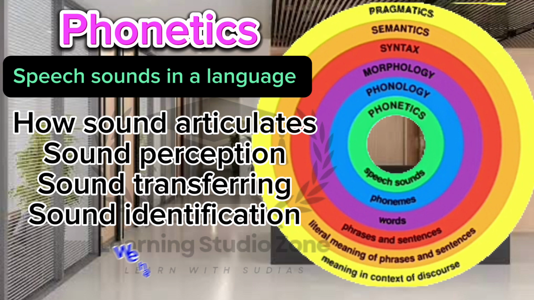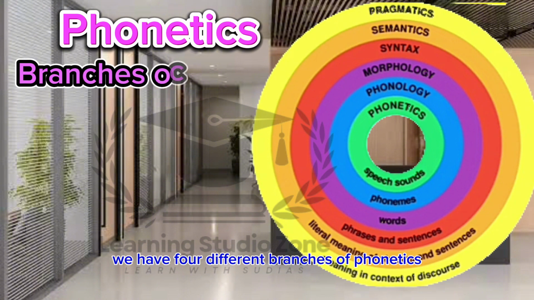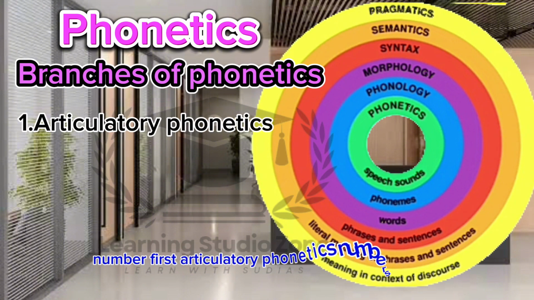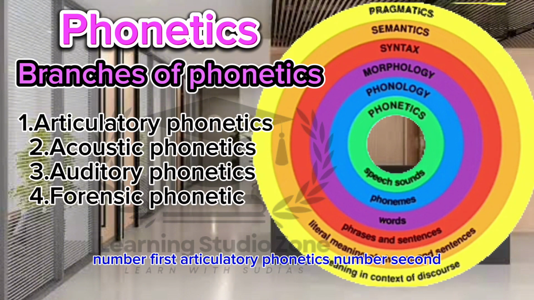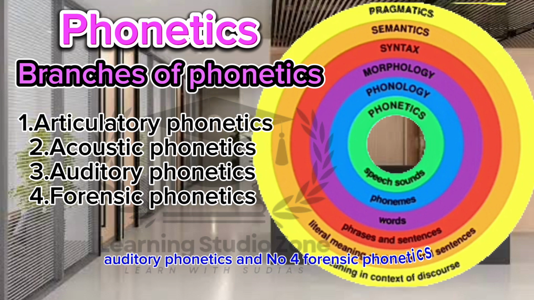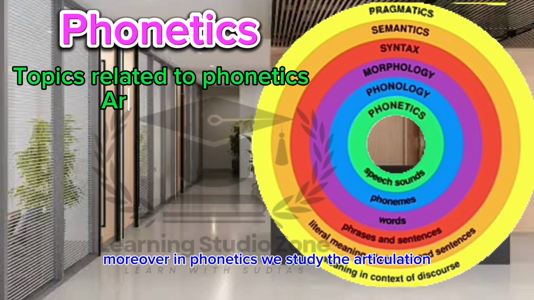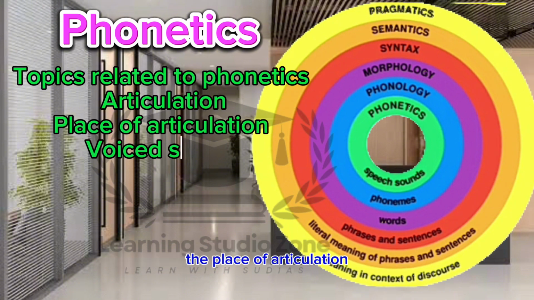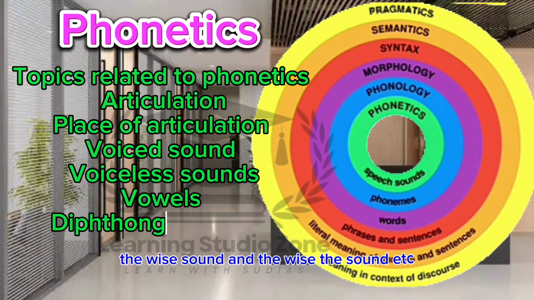According to this, we have four different branches of phonetics. Number one, articulatory phonetics. Number two, acoustic phonetics. Number three, auditory phonetics. And number four, forensic phonetics. Moreover, in phonetics, we study articulation, place of articulation, voiced sounds and voiceless sounds, etc.